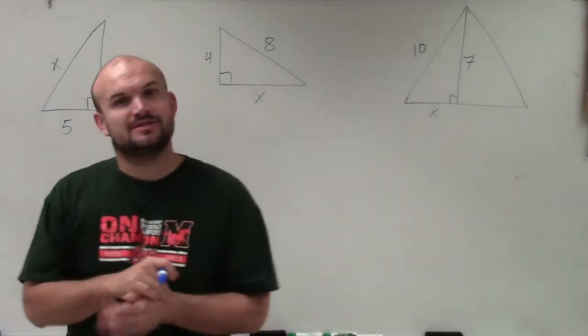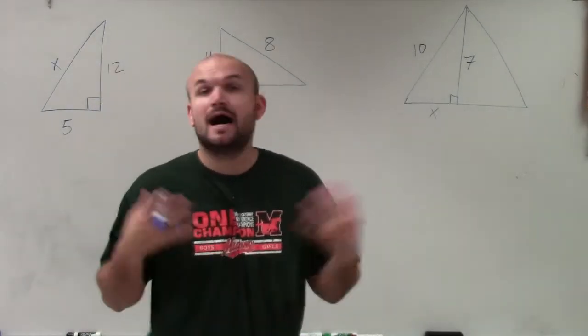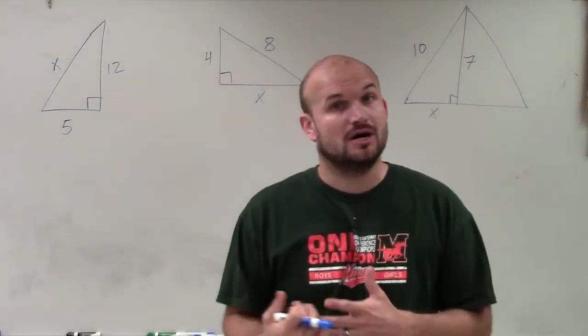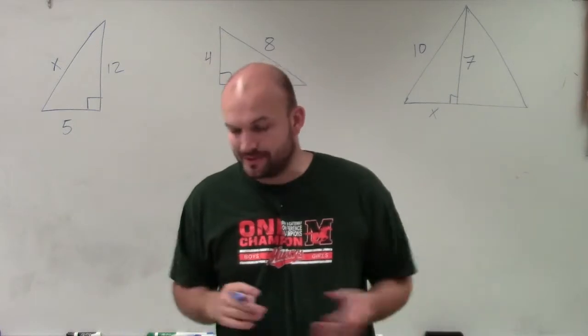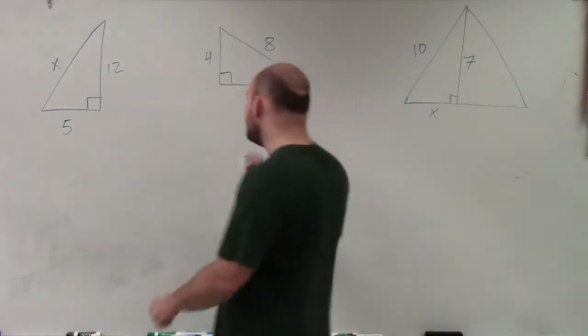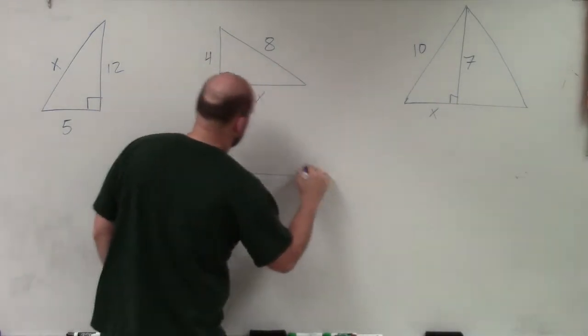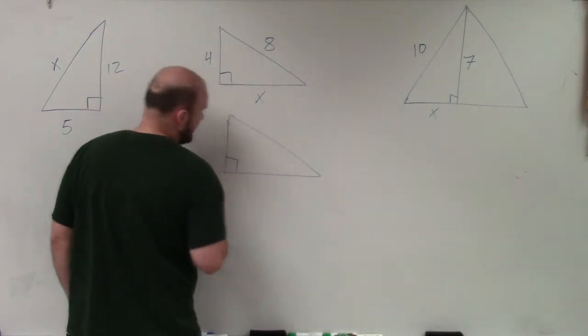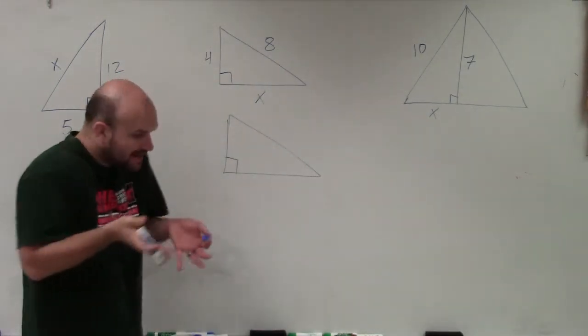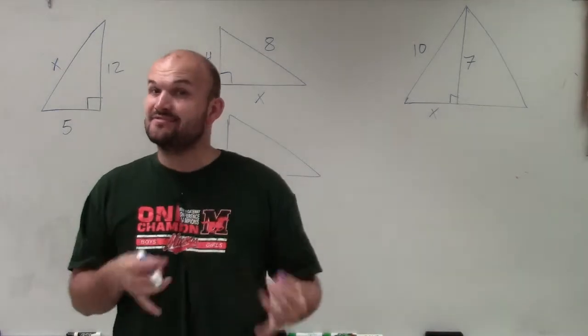Welcome, ladies and gentlemen. What I'd like to do is review with you how to solve different sides of a right triangle using the Pythagorean theorem. Now, remember, the Pythagorean theorem only works when we have a right triangle, meaning that we have a right angle. And when we have a right angle, we can organize the sides of the triangle.